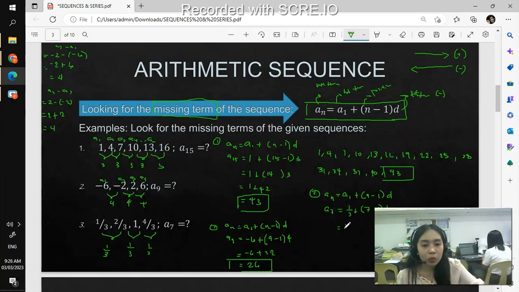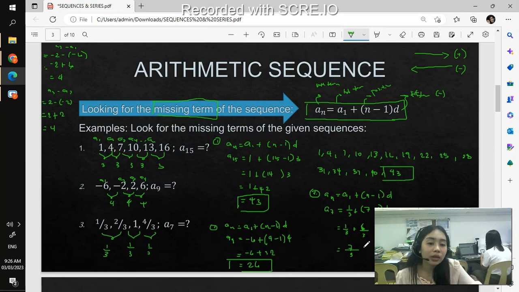Now, let us copy 1/3 plus. We have 7 minus 1, that is 6 times 1/3, that gives us 6 over 3. When the operation is multiplication, you do numerator by numerator, denominator by denominator. Okay, so let us simplify. Here, we have the same denominator, so all we have to do is copy it. We have 3, and then 6 plus 1, that gives us 7. Therefore, the seventh term of the sequence is just 7 over 3.